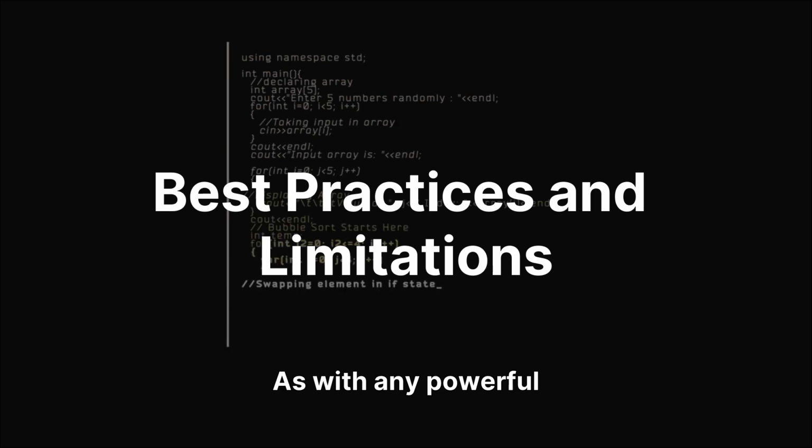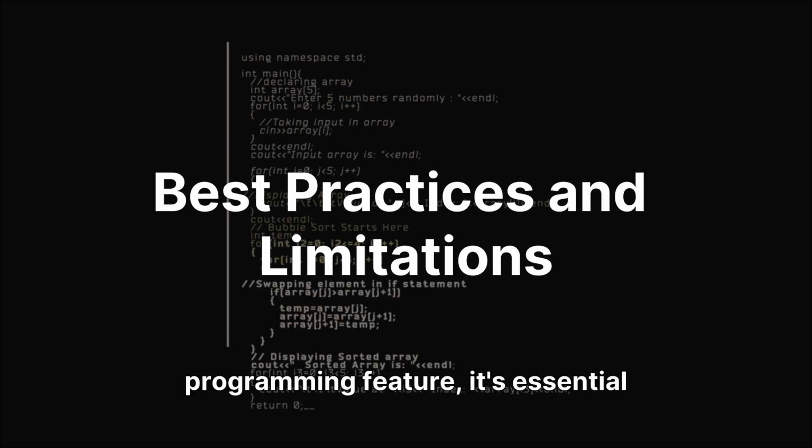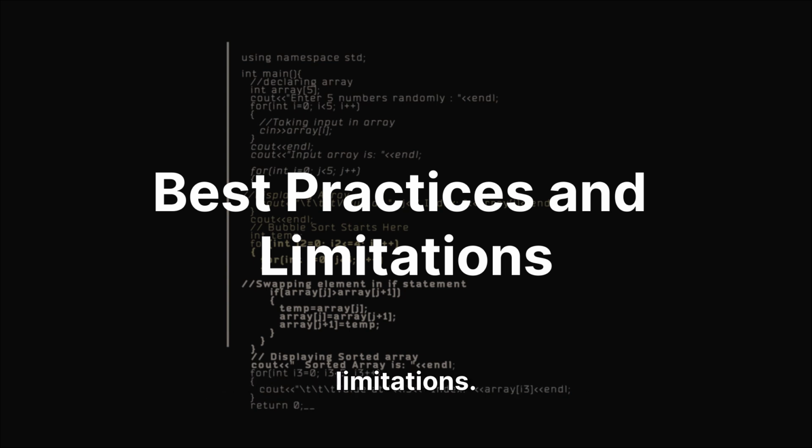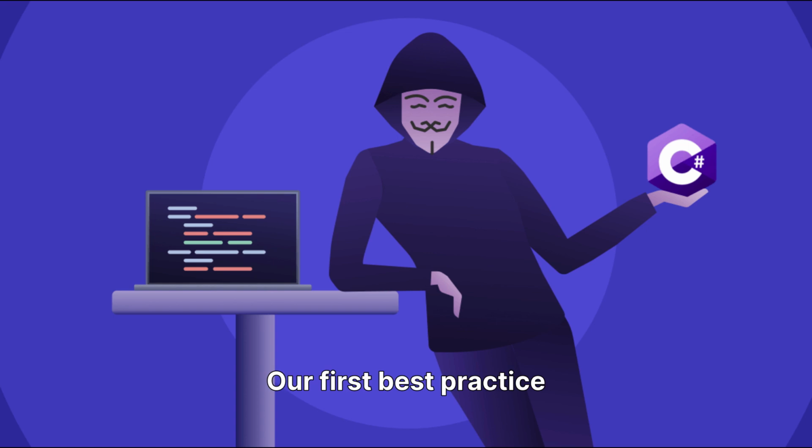As with any powerful programming feature, it's essential to understand not only how to use anonymous functions and Lambda expressions, but also when and how to use them effectively. Let's explore some best practices and acknowledge their limitations. Our first best practice is to always prioritize simplicity. Anonymous functions are ideally suited for short, straightforward operations that don't require complex logic or extensive code. Avoid using them for lengthy or intricate method implementations.